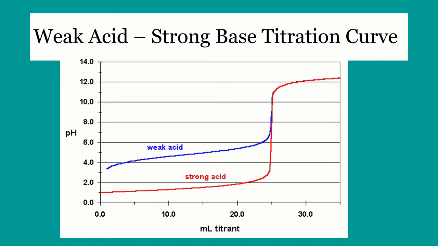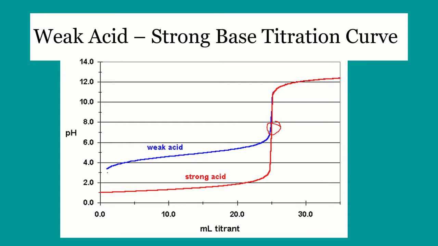So we're going to be talking about weak acid and strong base titration curves today, and what those look like. On the screen, you can see the difference between the weak acid and the strong acid. Previously, we talked about how the strong acid stays about the same, increasing slightly, and then boom, hits that equivalence point, and then you are in the basic phase.